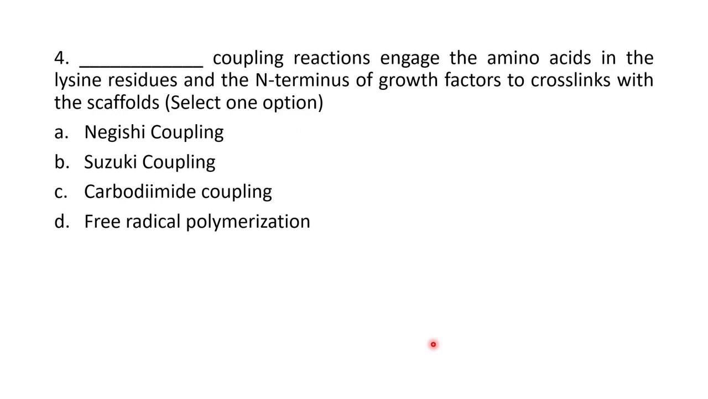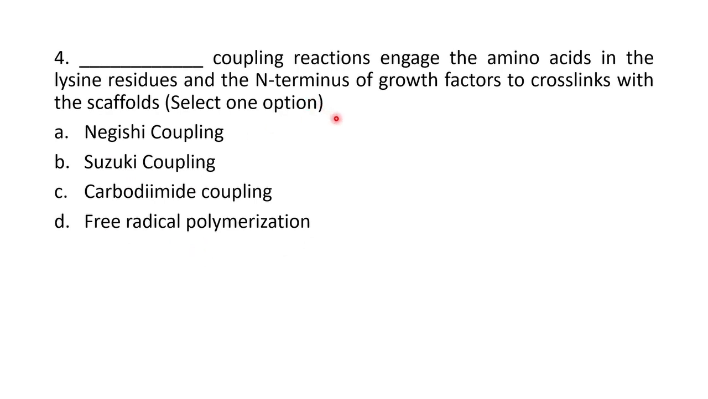Sorry, question number 4, dash coupling reactions engage the amino acids in the lysine residues to the N terminus of growth factors to cross-link with the scaffolds. So these are some examples of chemical coupling reactions. So which coupling reaction? Negishi coupling, Suzuki coupling, carbonamide coupling, free radical polymerization.